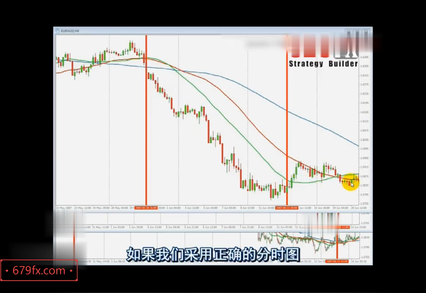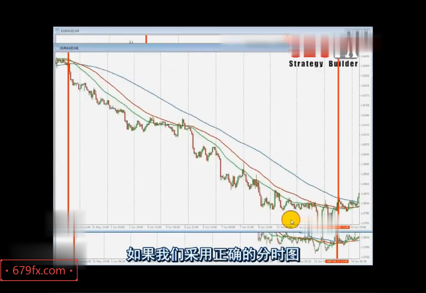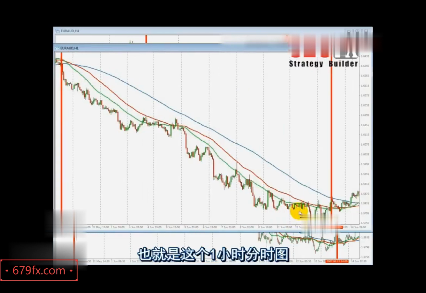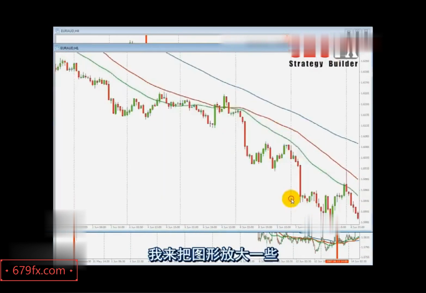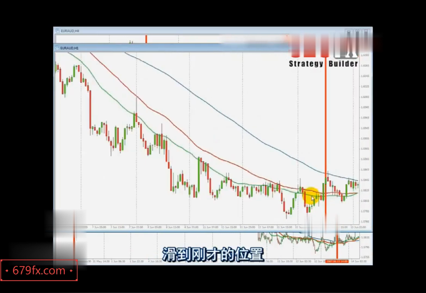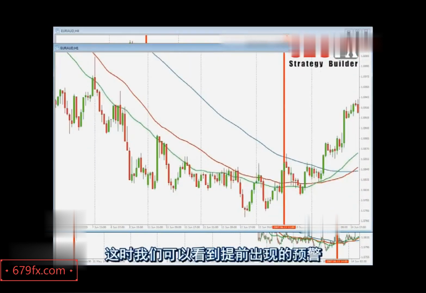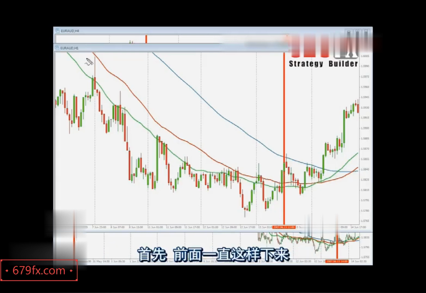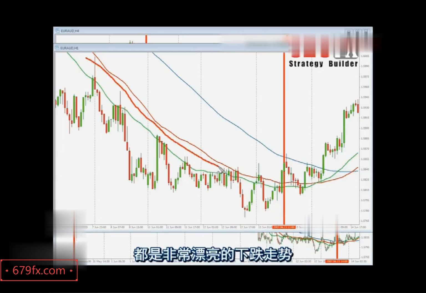Okay, if we were to follow this trend on the right time frame, meaning on the 1 hour time frame, actually let me zoom in a little bit more and scroll back right there. Okay, at this time we already had early signals of warning that we may not want to be searching for short opportunities anymore. Firstly, all the way along this was a nice downtrend.